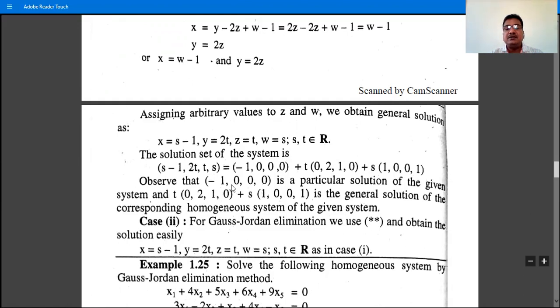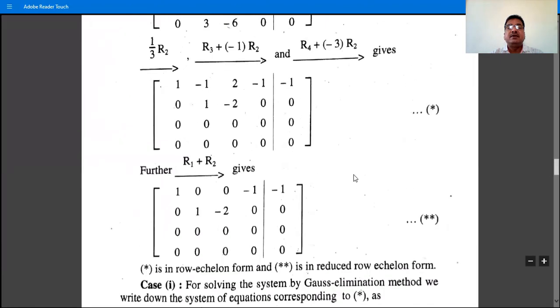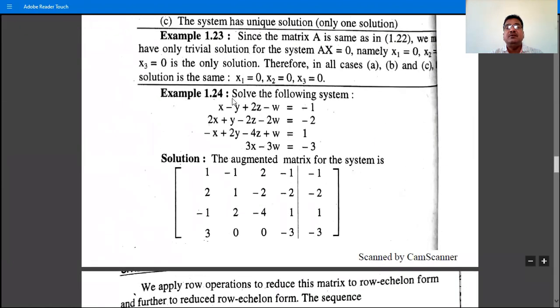Observe that (minus 1, 0, 0, 0) is a particular solution of the given system, and t(0, 2, 1, 0) plus s(1, 0, 0, 1) is the general solution of the corresponding homogeneous system of the given system. So what is the corresponding homogeneous system of this system? Write all these constants equal to 0. This is the corresponding homogeneous system. Actually, the given system is a non-homogeneous system. Its corresponding homogeneous system is what? Write all these constants equal to 0.